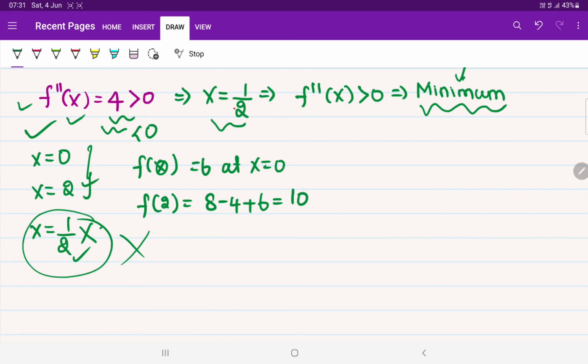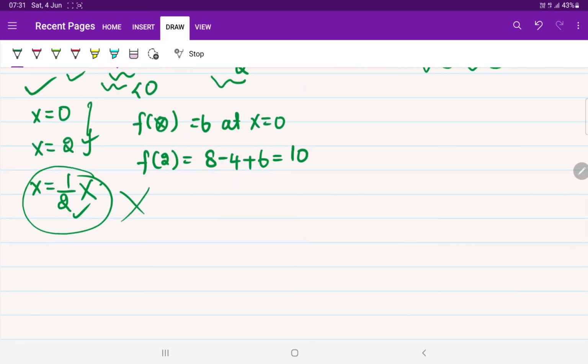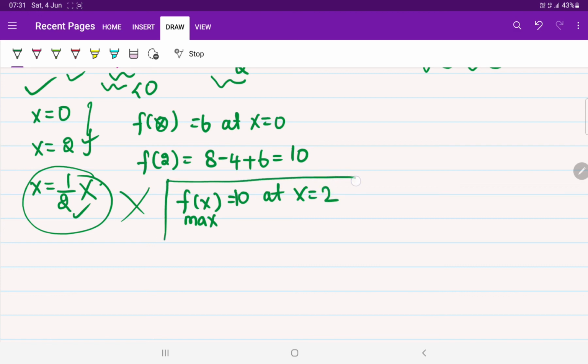So, what is the correct answer? We got, sir, the maximum value of the function is 10. The value of f of x is equal to 10. That is the maximum value of f of x equal to 10 that we have obtained at x equal to 2. That is the correct answer for the function. You all understood now how to do this? Yes, I hope you all understood this.